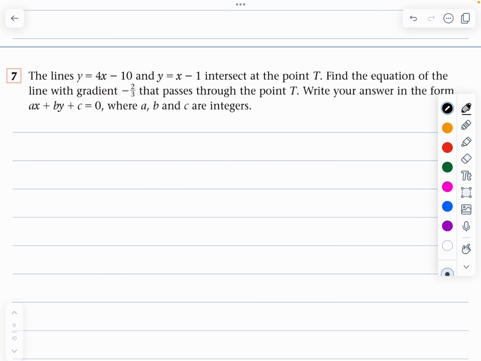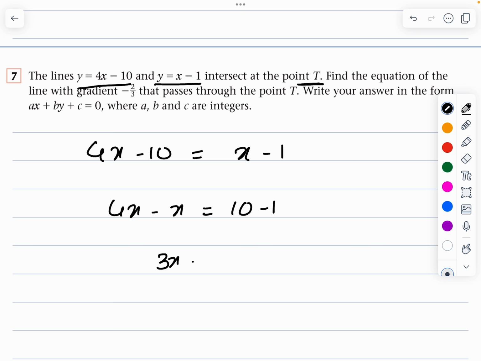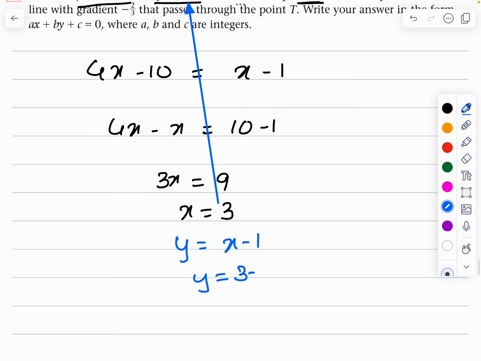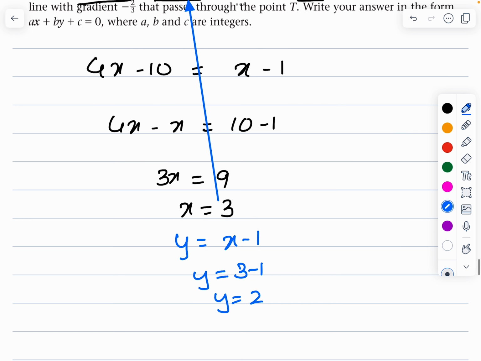Question number 7. Y equals 4x minus 10, y equals x minus 1 intersect at a point T. So 4x minus 10 equals x minus 1. 4x minus x equals 10 minus 1. 3x equals 9. X equals 3. So we can plug in this x equals 3 in any one of the equations. This equation is easier. Y equals x minus 1. So y equals 3 minus 1. Y equals 2. So what is the point? (3, 2).